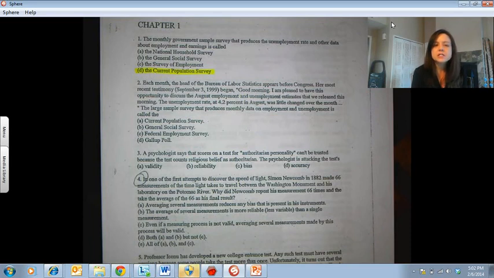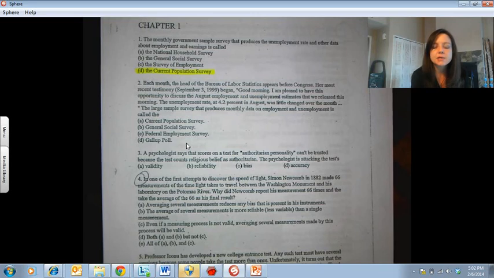Question 2: each month the head of the Bureau of Labor Statistics appears before Congress. Her most recent testimony: I am pleased to have this opportunity to discuss the August employment and unemployment estimates that were released this morning. The unemployment rate at 4.2%, and I'm not even going to finish reading that. We already know that's going to be the current population survey because it's talking about employment data. So that's going to be A for question number 2.